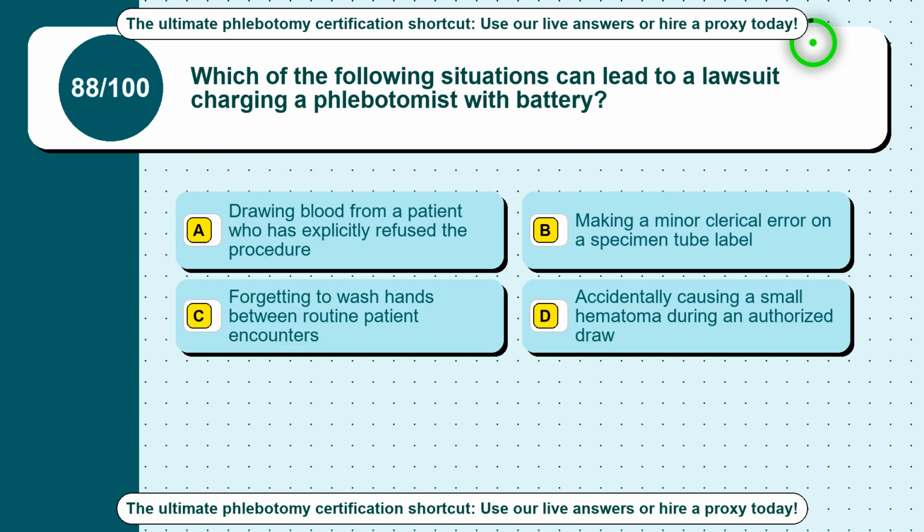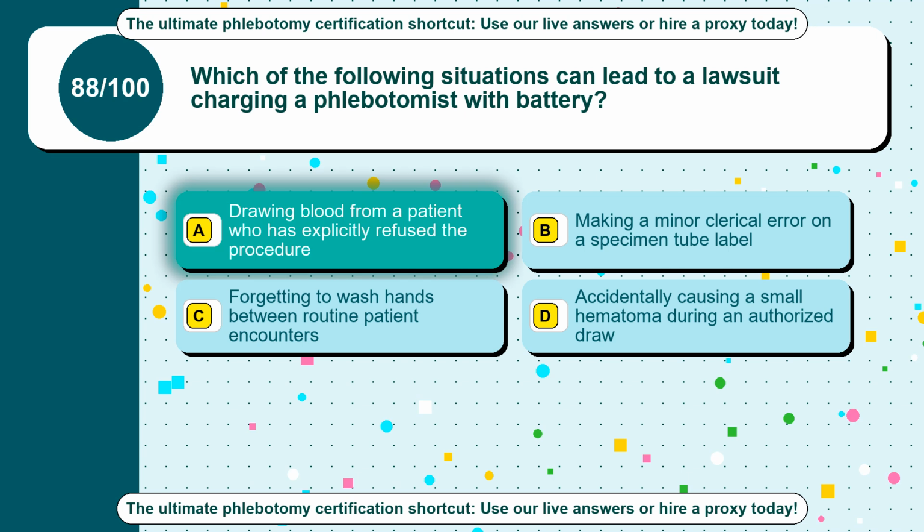Question 88. Which of the following situations can lead to a lawsuit charging a phlebotomist with battery? Option A, drawing blood from a patient who has explicitly refused the procedure. Option B, making a minor clerical error on a specimen tube label. Option C, forgetting to wash hands between routine patient encounters. Option D, accidentally causing a small hematoma during an authorized draw.